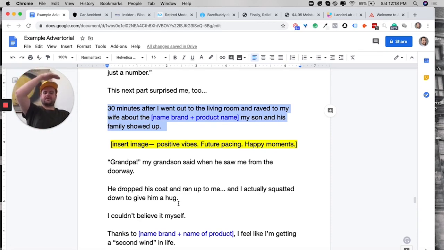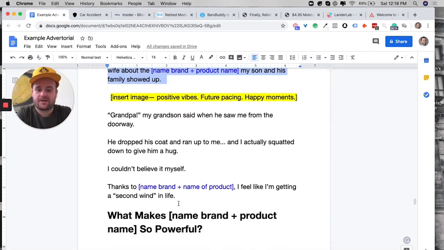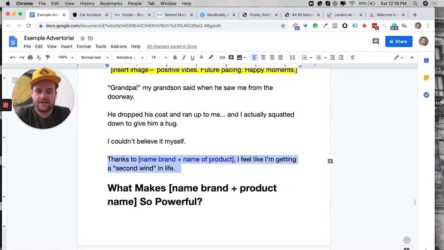I sought after the solution I want. I went into the unknown. I came out, and then I was a new person. And this new person now lives a much better life, a second wind in life.